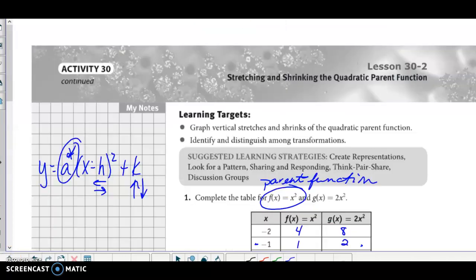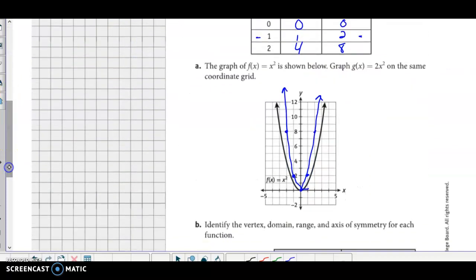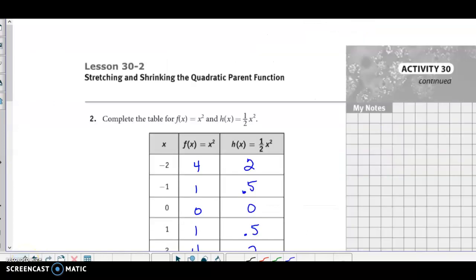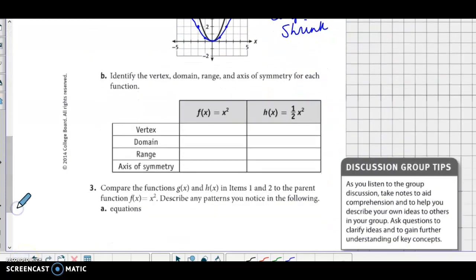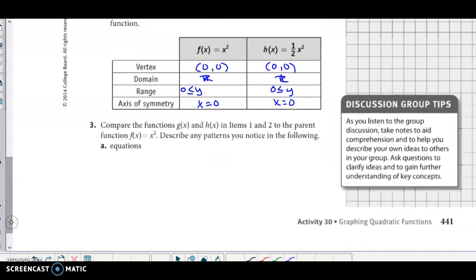Whereas prior, when we looked at this other one, this was our vertical stretch. Okay? So when we come down here and we look at this comparison table, again, none of this is going to change. It's all going to be the same. The only thing that is changing is the stretch or the shrink. So when we compare them, describe the pattern that we noticed on the equation, a is different.